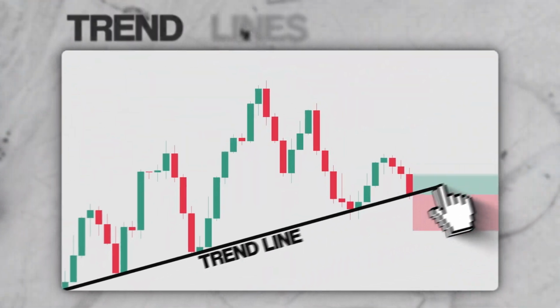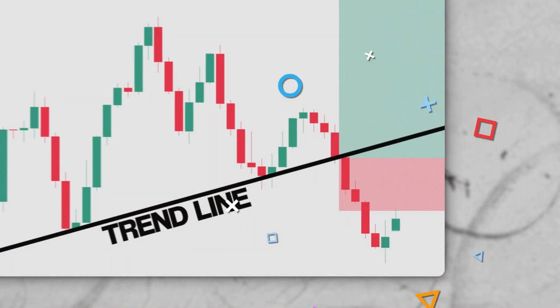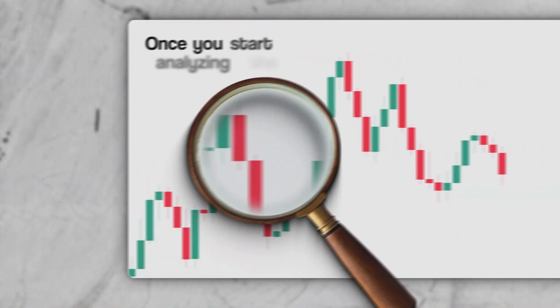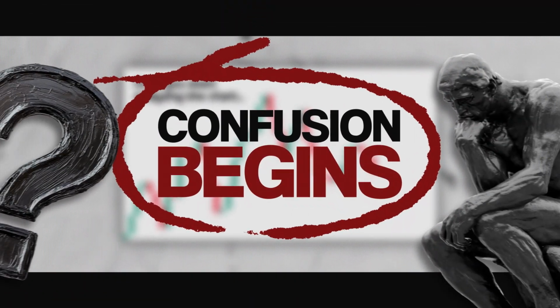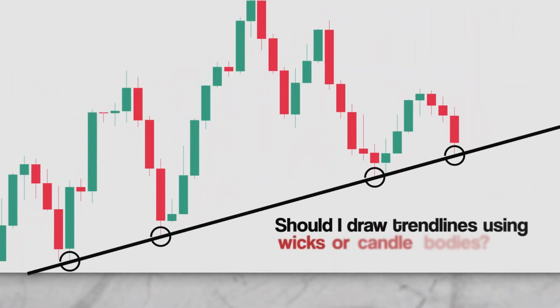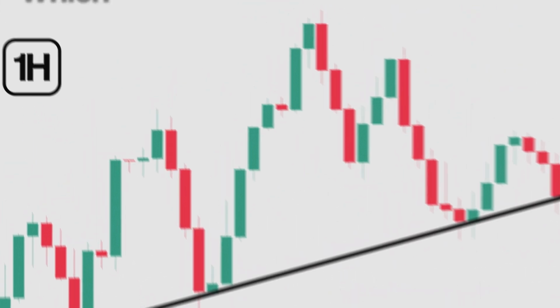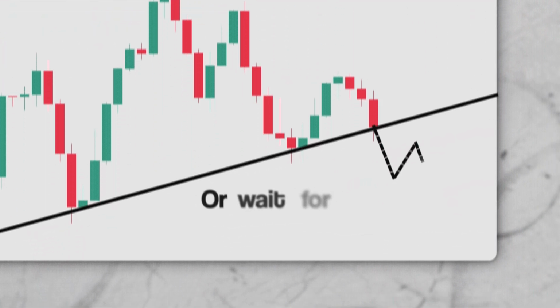Most traders think trend lines are simple until they actually try to use them. Once you start analyzing the chart, confusion begins. Should I draw trend lines using wicks or candle bodies? Which time frame really matters? Should I trade the rejection or wait for the breakout?